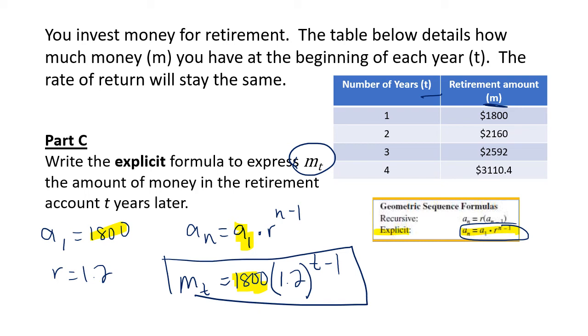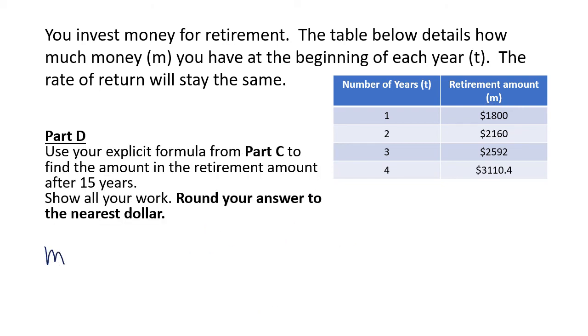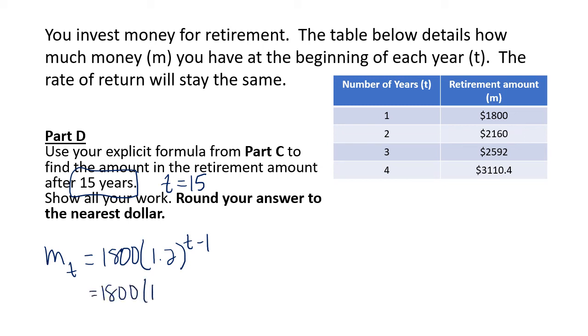That's it. Now, next example, I'm going to use that same rule that I just wrote. I'm going to rewrite it here, and I'm going to use it to help me find an answer. It says use your explicit rule or explicit formula from part C to find the amount in the retirement account after 15 years. So I want to know when t is 15, how much money is in my account? What is my value of m? Show all your work. So all I need to do is plug in 15 for t and then solve.